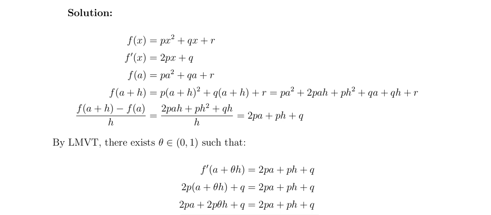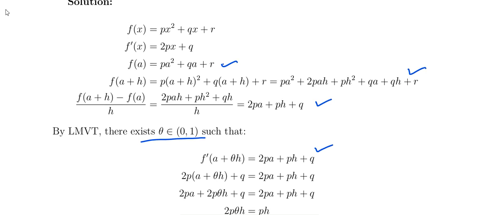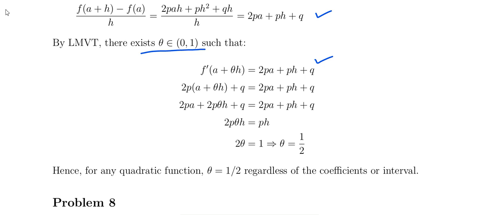So f dash of x. Because theta appears here, we need to find f of a plus h and f of a, then the difference divided by h, which is equivalent to the output. Lagrange's mean value theorem says theta belongs to 0,1, and we find f dash of a plus theta h. This is equivalent to that one. In the derivative we put a plus theta h instead of x. When you cross multiply and simplify, theta equal to 1 by 2 comes out. So whatever the coefficients are, theta is 1 by 2 for a quadratic function.